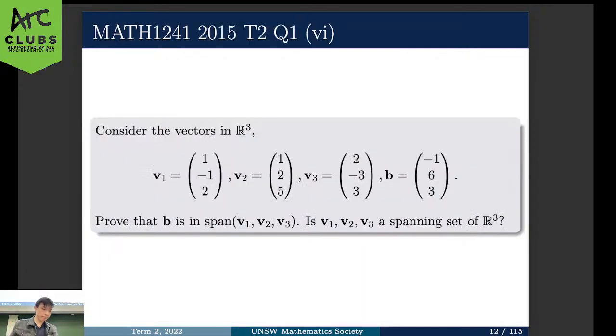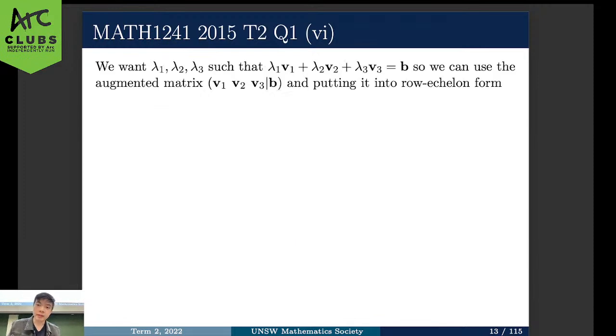So, how do we use this? We have a question which gives us v1, v2, and v3, and then a b. And we have to prove that b is in the span of v1, v2, and v3. And then we have a second question, which is whether v1, v2, and v3 are a spanning set of R³. So what we essentially want to show is that there is a linear combination of v1, v2, and v3 that is equal to b.